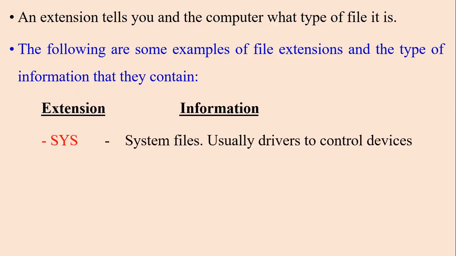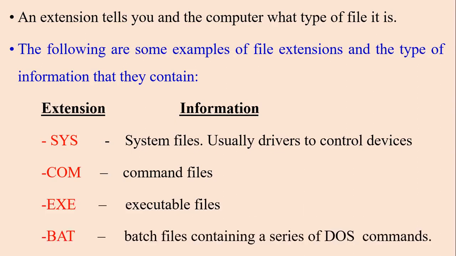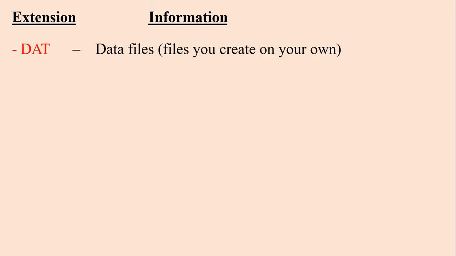Number one is SYS. When you have this extension, it refers to system files. This normally entails the drivers to control devices. .com is for command files. .exe is for executable files. .bat indicates that the file is a batch file containing a series of DOS commands. .dat refers to data files. That's the files that you create on your own.